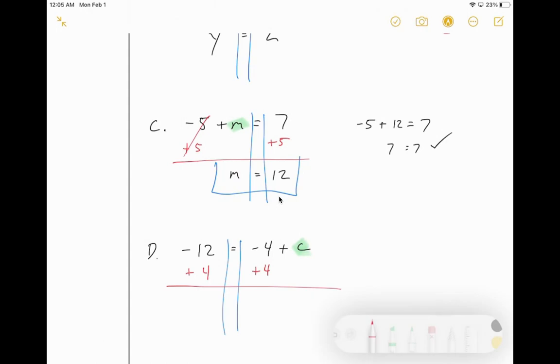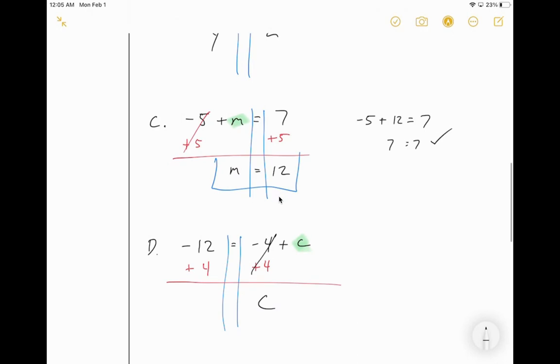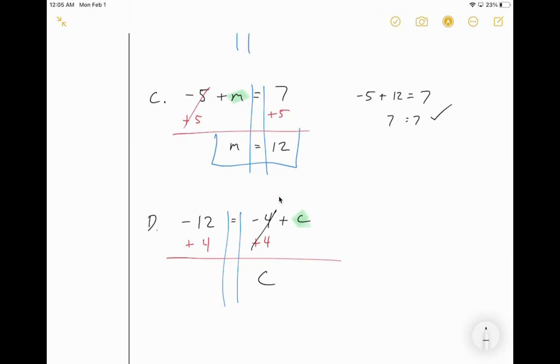So again, let's see if it works out. -4 and +4 cancel out. That's good. So I'm left with just c here. And then -12 and +4. This is where it gets tricky because sometimes we make mistakes in our adding and subtracting. So that's why I would really encourage you guys to check your work. Here we go. -12 plus 4, I get a -8. Let's check it. -12 should equal -4 plus a -8. That's what I got for c.